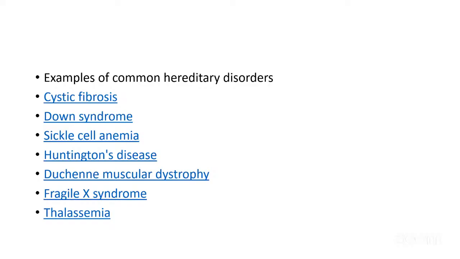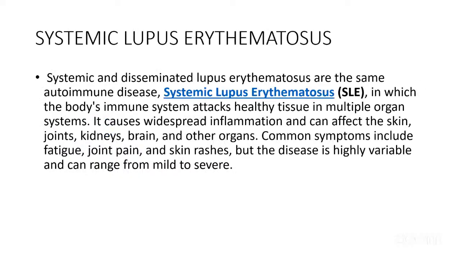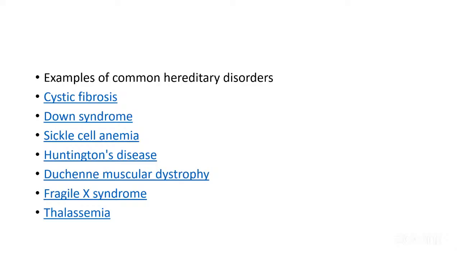Now, examples of common hereditary disorders. We mentioned some of them: cystic fibrosis, Down syndrome, sickle cell anemia, Huntington's disease, Duchenne muscular dystrophy, Fragile X syndrome, thalassemia. Those are common hereditary disorders, and we are quite familiar with them. That's all for now on hereditary disorders.